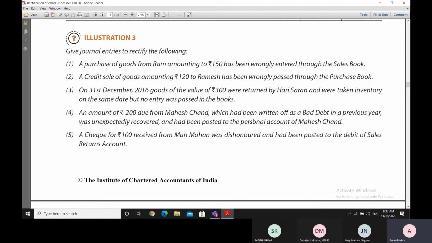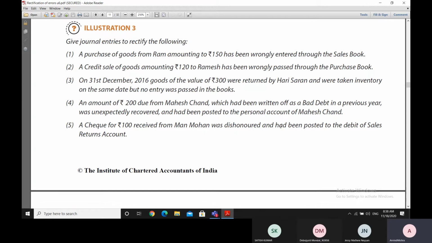So here what has been done is that the amount has been written off as bad debt, but it was unexpectedly recovered and it was posted to the personal account of Mahesh Chand by mistake, and therefore it has to go into the bad debt account.